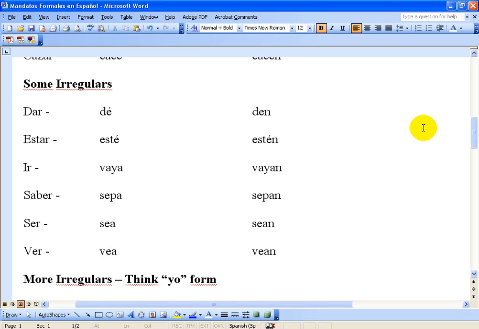Estar isn't too irregular except for those accent marks, so esté, estén. Ir is pretty irregular, vaya, vayan. Saber, sepa, sepan. Ser goes to sea, sean. And ver is vea, vean. So those are some irregulars that you're going to want to know.